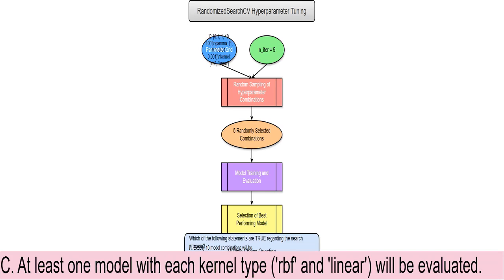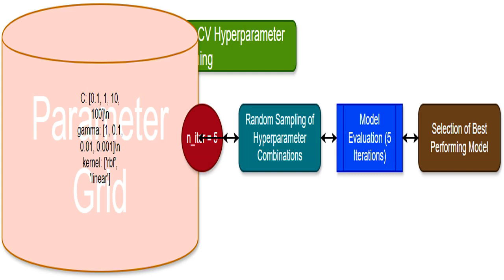The parameter grid defines the different settings, hyperparameters, we want to test for our support vector machine, SVM, model. It's like a recipe book, with different ingredient combinations, values for C, gamma, kernel. We have 4 options for C: 0.1, 1, 10, 100. 4 options for gamma: 1, 0.1, 0.01, 0.001, and 2 options for kernel: RBF, linear. The total number of possible combinations is 4 times 4 times 2 equals 32.